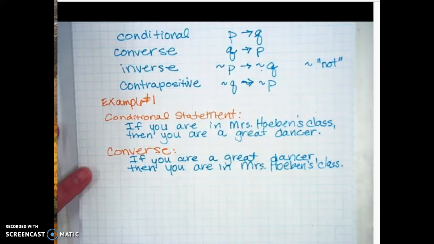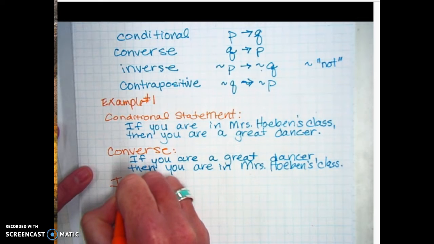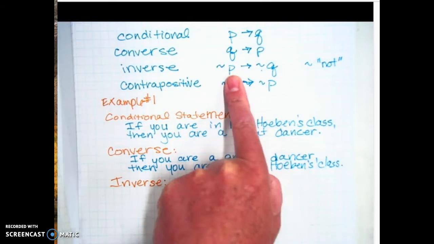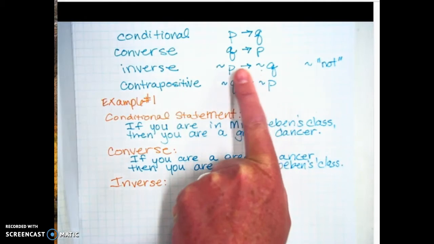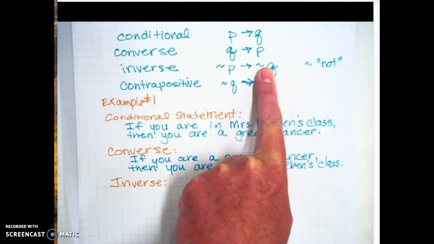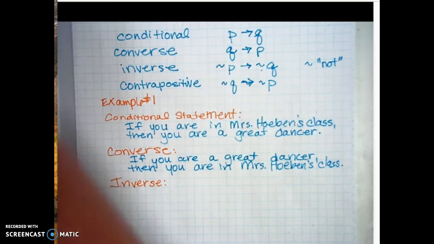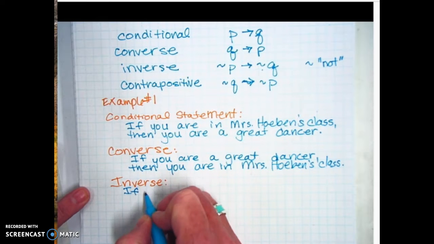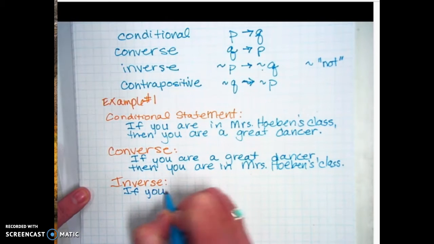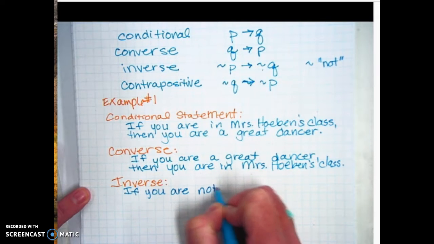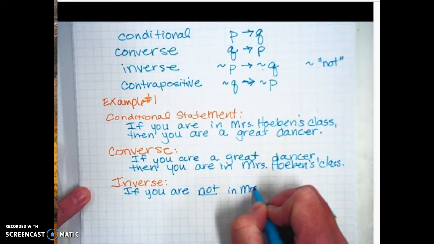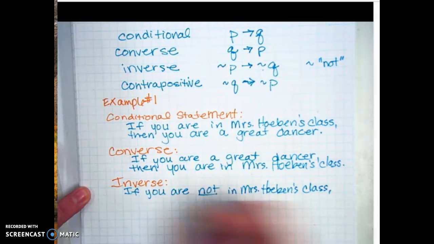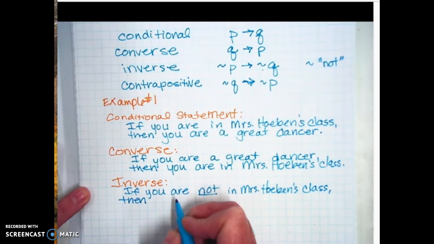Any questions so far? No? All right, let's try the inverse. Okay? Inverse stays the same order, if P then Q, but you're going to say not. So for the inverse, we're going to say if you are not in Mrs. Hoban's class, then you are not a great dancer.